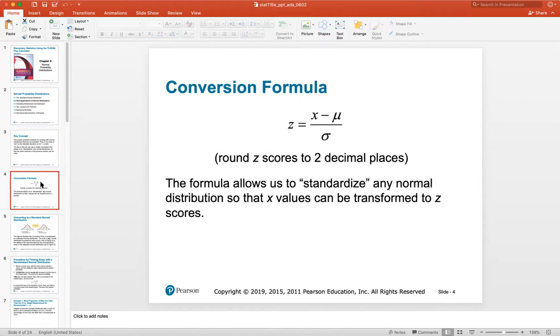Any normal distribution can be transformed to the standard normal distribution. Remember the difference between the normal distribution and the standard normal distribution. The normal distribution has a mu, which is the population mean, and mu could be any number. And sigma, which is the population standard deviation, could be any number. But as long as the graph of the density curve is bell shaped and symmetric about the mu, then that's one of the normal distributions.